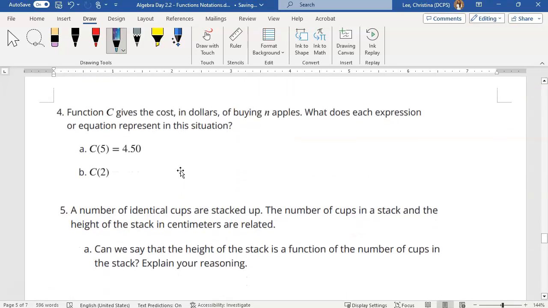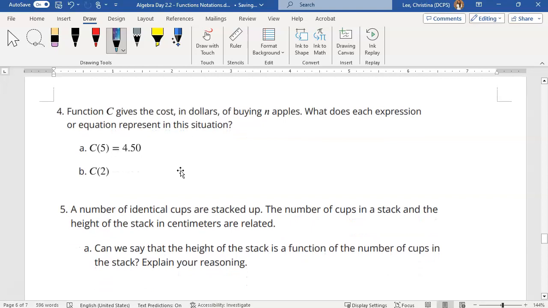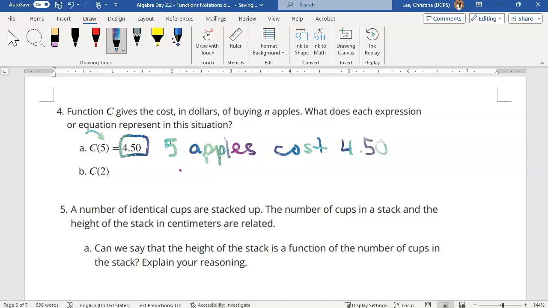All right, number 4, function C gives the cost in dollars of buying N apples. So gives the cost, so that means this is the cost. That means it is a function of the number of apples. What does each expression or equation represent in this situation? So 5 apples costs $4.50. Okay, so again, buying N apples means that we have C of N.